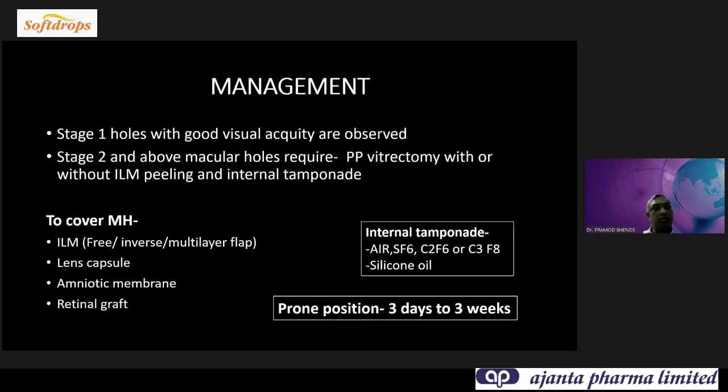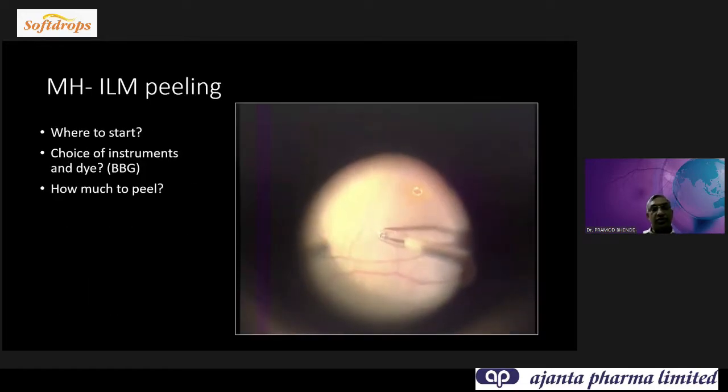So stage 1 holes generally have good visual acuity and can occasionally resolve. But stage 2 and above macular holes generally need a pars plana vitrectomy along with leaving it open, or you can have an ILM free flap covering the macular hole, or inverted flap or multi-layer flap. People have tried lens capsule, amniotic membrane, or even retinal graft. And internal tamponade obviously is given in most of these eyes, followed by prone positioning, of variable duration from 3 days to 3 weeks. So this is one of the cases.